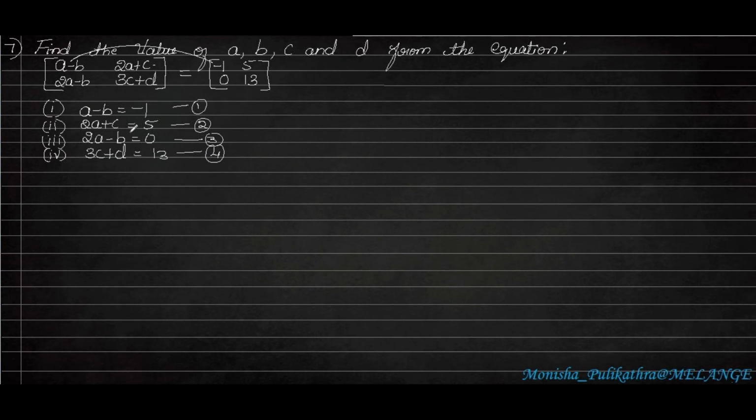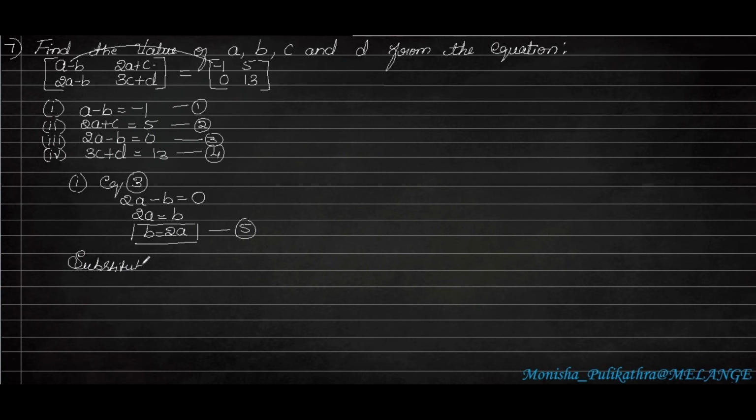First I'll be taking the third equation. Why? Because it has been equated to 0, so we can get the value of one variable. Equation 3 is 2a minus b is equal to 0. When I take b to this side, it becomes 2a is equal to b. That is, the value of b is 2a. Let this be equation 5. I will substitute this fifth equation into equation 1, because a and b are there.